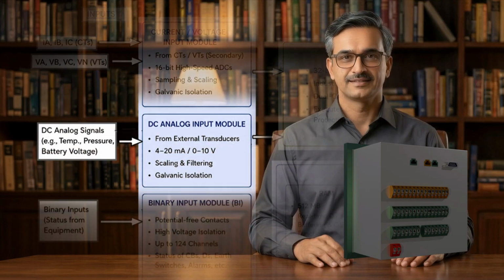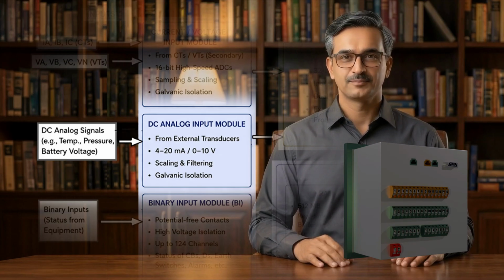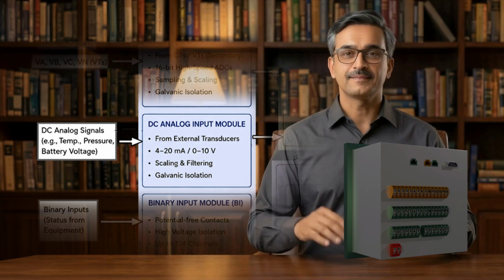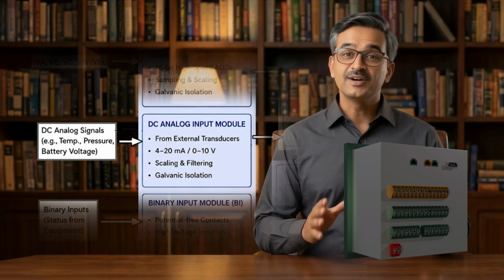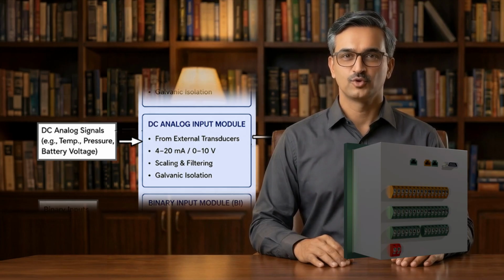In addition, the BCU also includes DC analog inputs, for example, 4 to 20 mA or 0 to 10 volt signals. These monitor external transducers like temperature sensors, pressure gauges, or battery voltage.